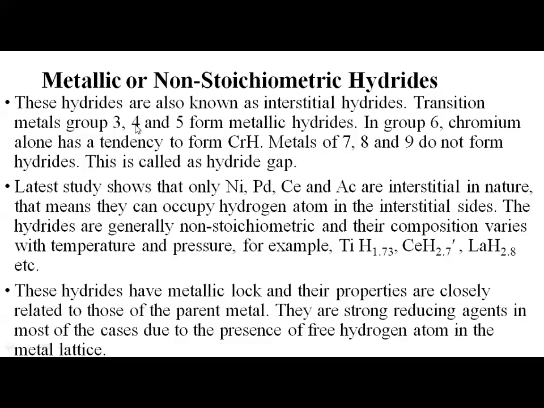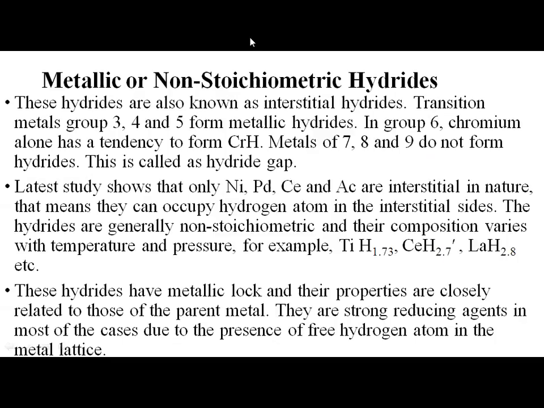Transition metals of group 3, for example scandium, group 4 titanium, group 5 vanadium, form metallic hydrides. In group 6, chromium alone has the tendency to form chromium hydride. Metals of groups 7, 8 and 9 do not form hydrides. This is called the hydride gap.